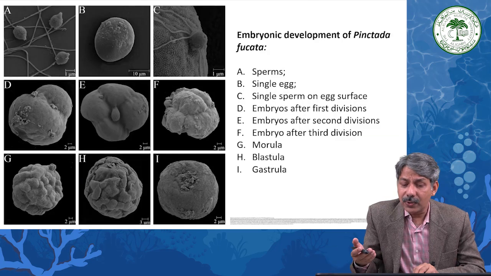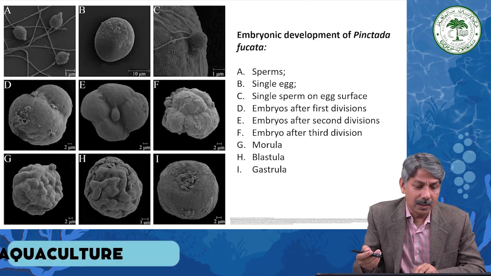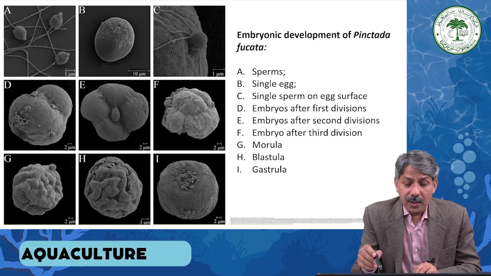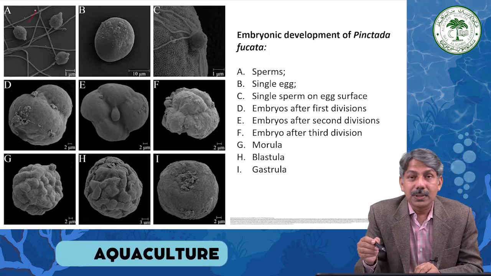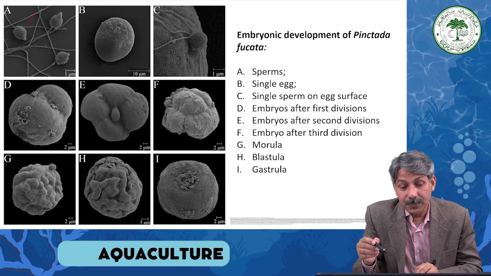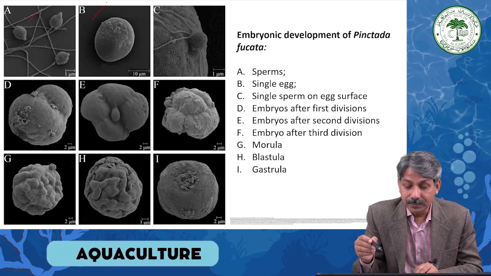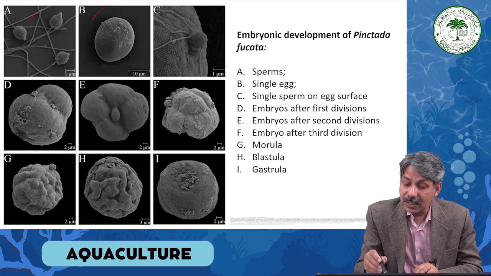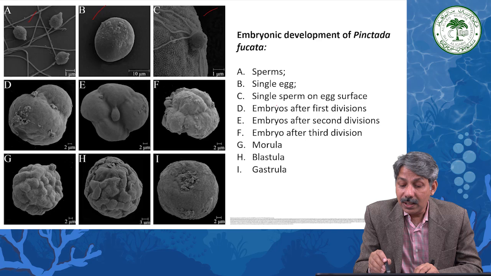This is a diagram where you can see how embryonic development of Pinctada fucata progresses. Diagram has been taken from one of the publications available. Here in A, you can see how sperms look like in case of Pinctada, and in case of B, here eggs are shown. C shows single sperm on egg surface. In case of C, here we are describing single sperm on egg surface.